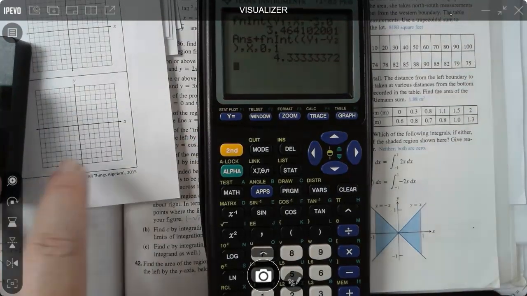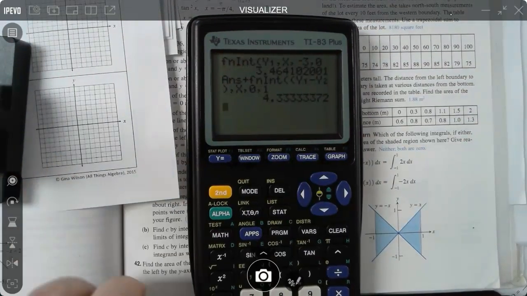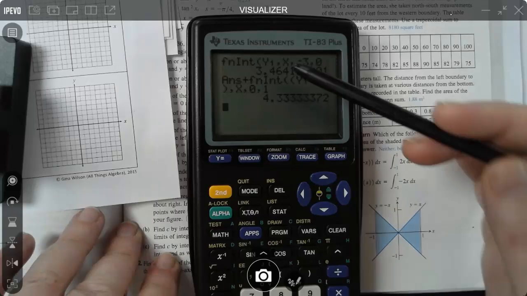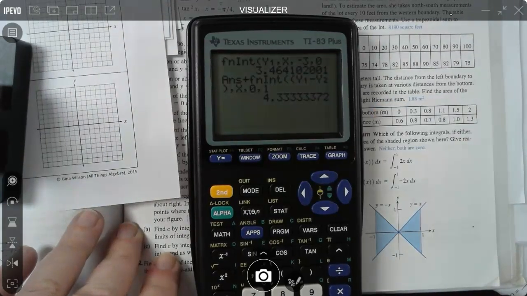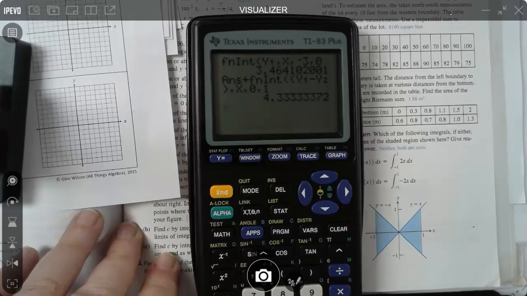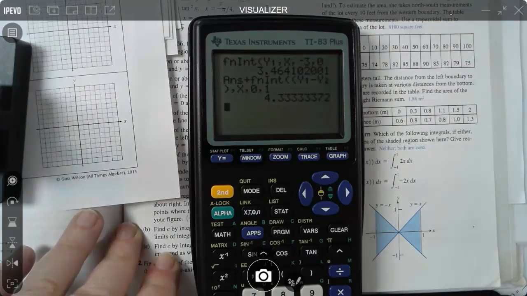Did you do the same thing I did? Did you say plus after that? Like to add them together? Yeah. That takes the 3.4 whatever and adds it to this next operation. Does that make sense?